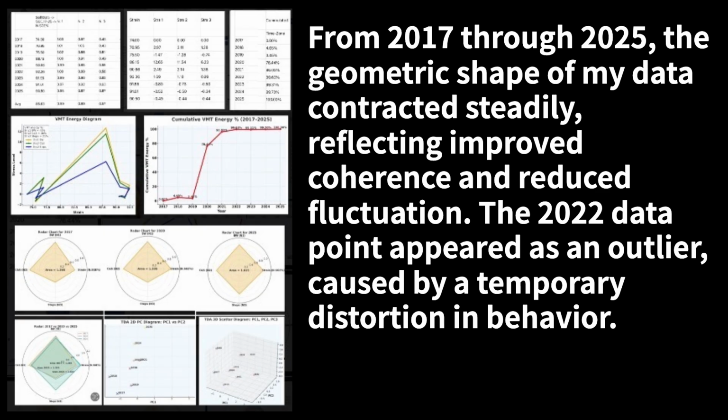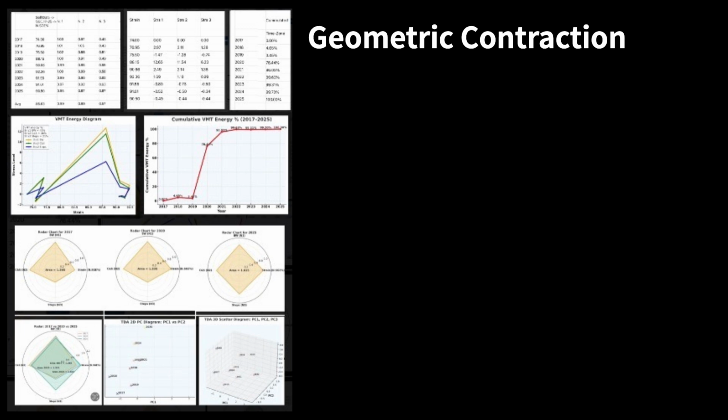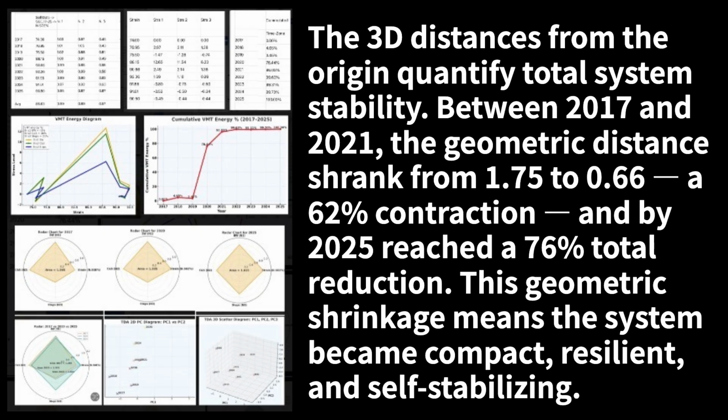reduced fluctuation. The 2022 data point appeared as an outlier, caused by a temporary distortion in behavior. Geometric contraction. The 3D distances from the origin quantify total system stability. Between 2017 and 2021, the geometric distance shrank from 1.75 to 0.66, a 62% contraction, and by 2025 reached a 76% total reduction. This geometric shrinkage means the system became compact, resilient, and self-stabilizing.